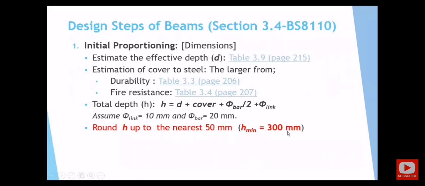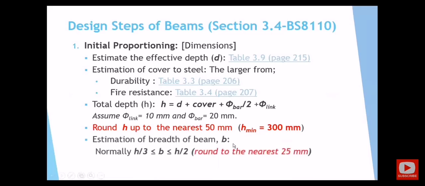It will always be better for the workers on the site to go with the nearest 50 millimeter, 5 centimeter higher for the beam. So the H will be 300, this will be the minimum. Then you will go 350, 400, 450, 500, and so on. Okay, so this will be the H. Now, you need to find the width of the beam. Normally, the width will range between H over 3 to H over 2.